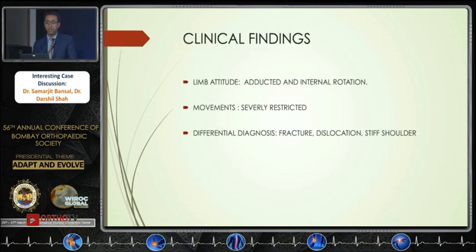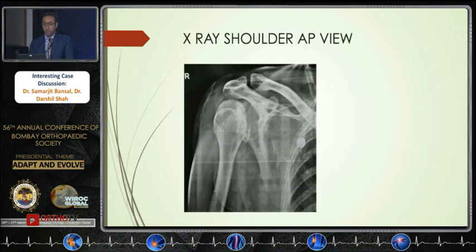So after 3 days of admission, an orthopedic reference was made in view of increased shoulder pain and decreased range of motion. The patient's limb attitude was in adduction and internal rotation. Movements were severely restricted. So the differential diagnosis in this patient can be a fracture, fracture dislocation, and less likely a stiff shoulder. An X-ray shoulder AP view was done. Axillary view was not possible because of the pain.